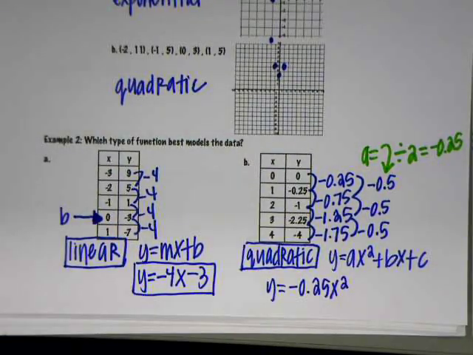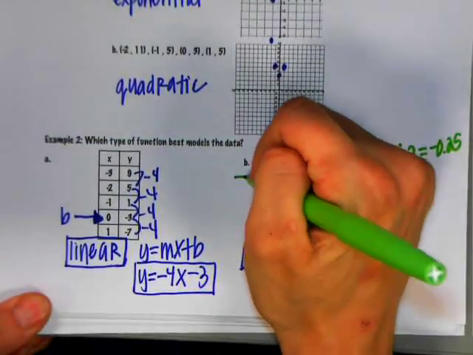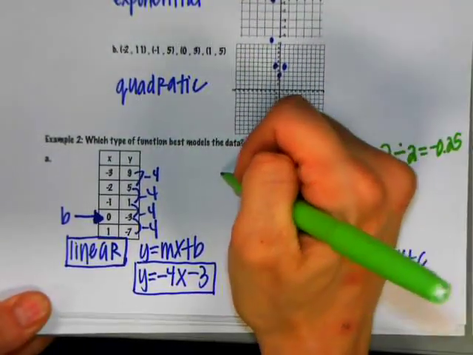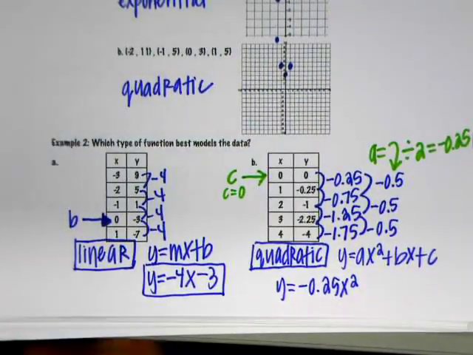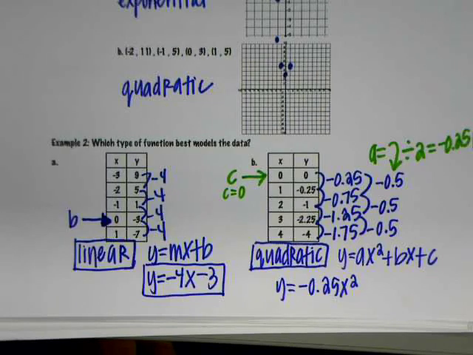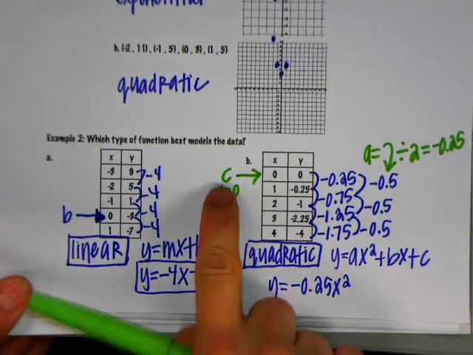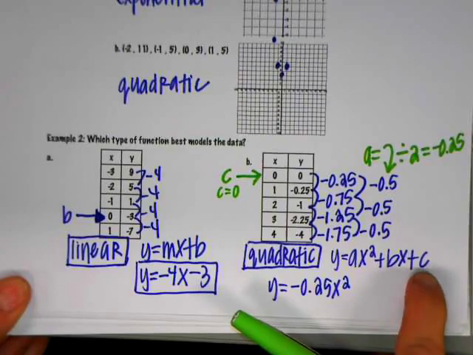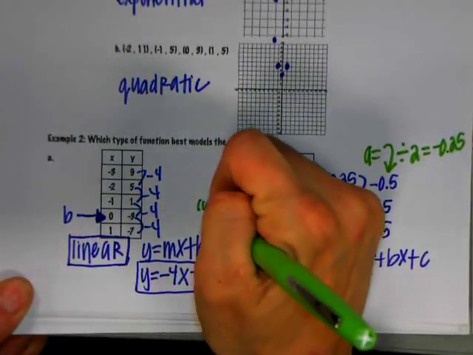Your c is the next easiest one to find because c is your y-intercept. So what would our y-intercept be when x is 0? Yep, so 0. So we're just not going to have a c. Okay, and then to find b, huh? A would be the first one. That means c is like the last one. No, like the first one on the table. No, just wherever x is 0. Okay. So the y-intercept.